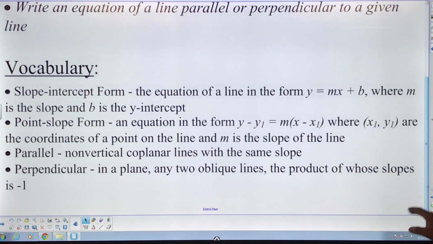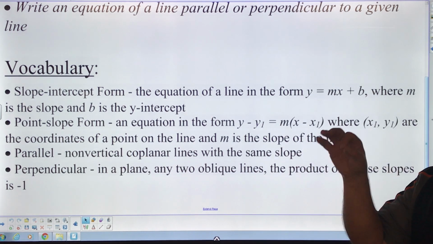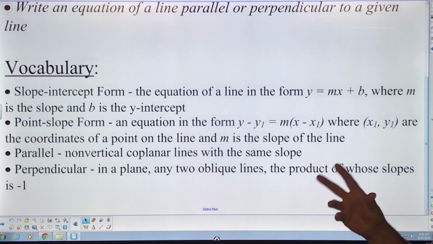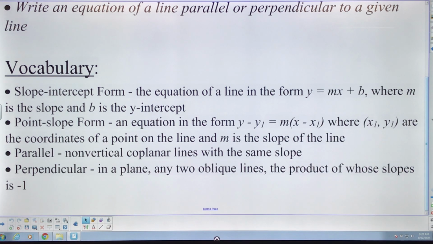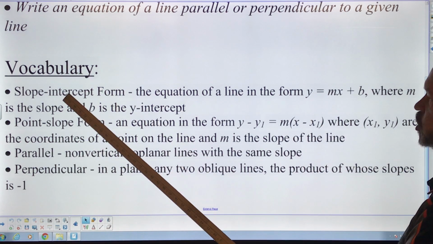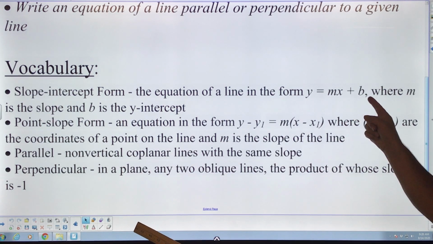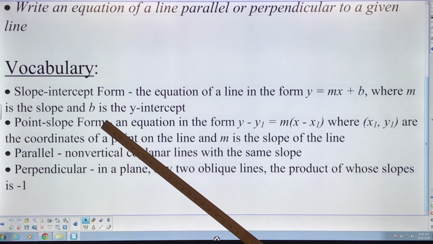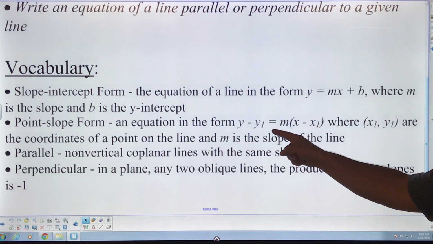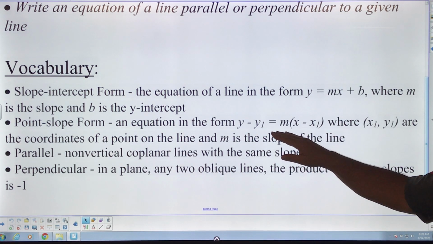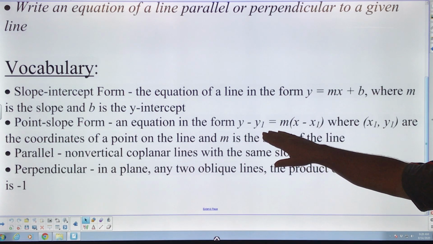You just have to know how things work and fit together, and stop trying to memorize and just try to learn how these things are connected. Slope-intercept form is our favorite, y equals mx plus b, where m is the slope and b is the y-intercept. Point-slope form is this one. We didn't do as much with this. I think we just maybe looked at it a little bit in Algebra 1. We will definitely be looking at it today.